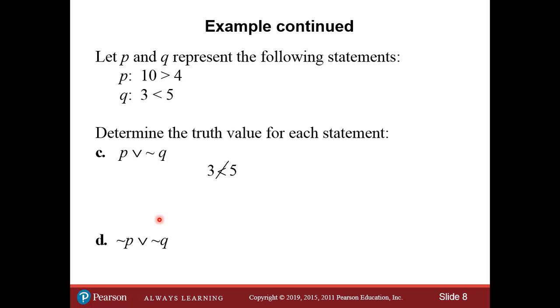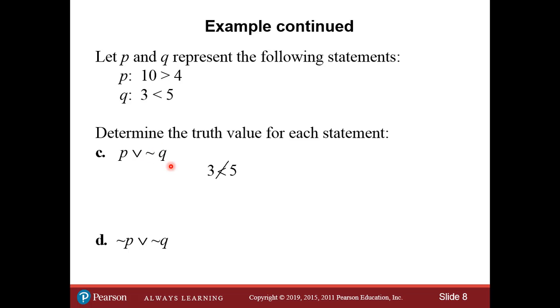Okay, so now let's look at the same example. So let's look at this one: P or not Q. Well, remember what an or statement is, right? In an or statement, only one of the two has to be true. So at least one of the two has to be true. Well, P is true, so therefore the whole thing is automatically true, even though this here is false.